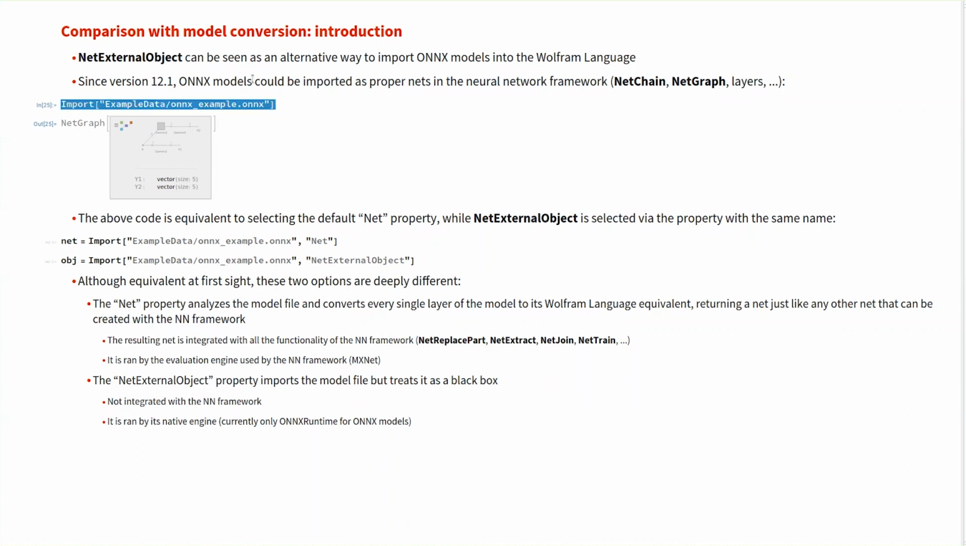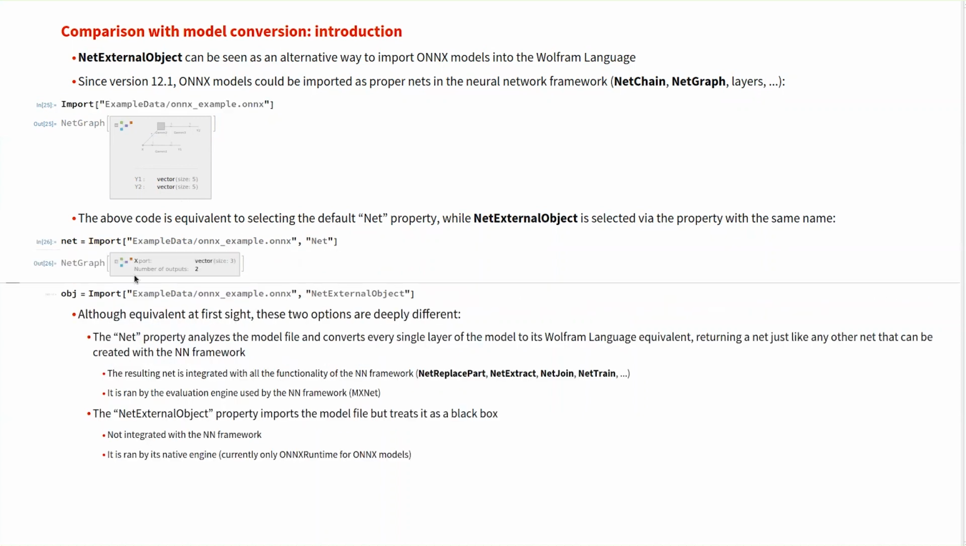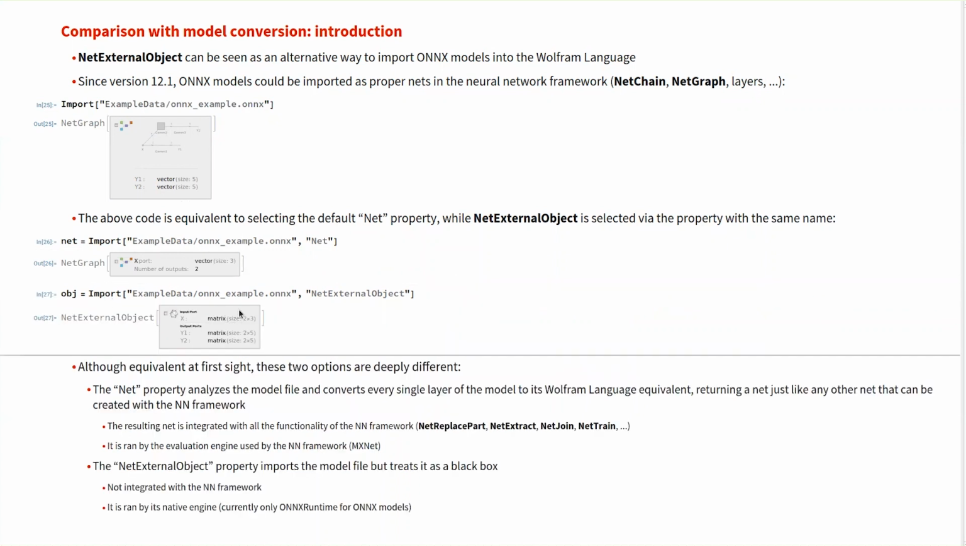So basically, this code is equivalent to running import on the file using the net property, which is the default property. Using the net property, I get the net graph. Using the NetExternalObject property, I get the NetExternalObject. So this might seem redundant, like why are there two ways to do the same thing? Well, in fact, they are deeply different. And we're going to explore this difference in the next few slides.